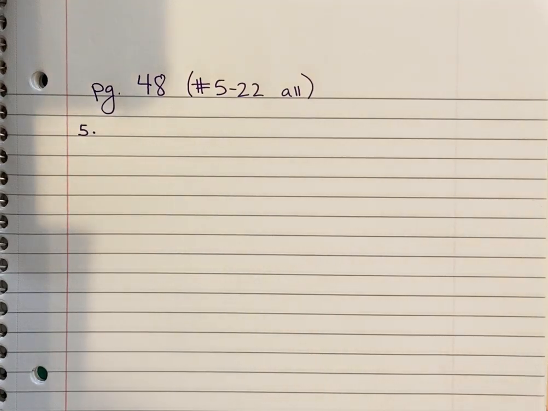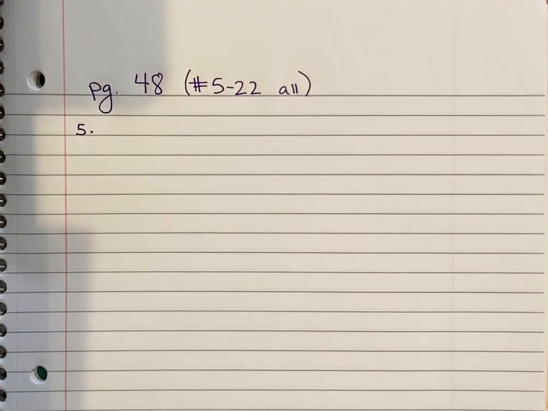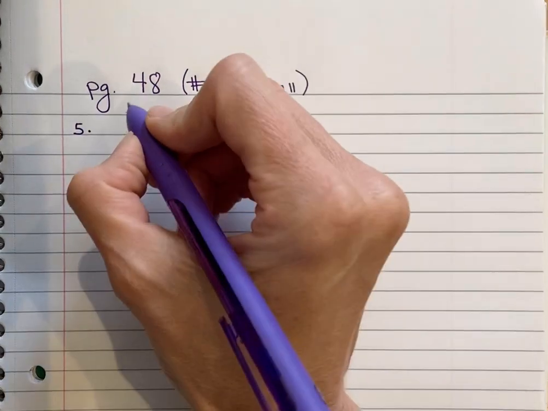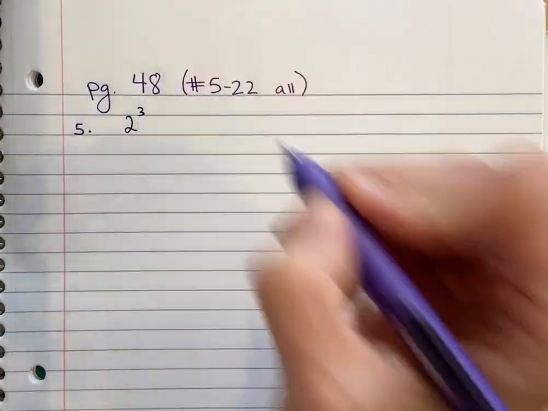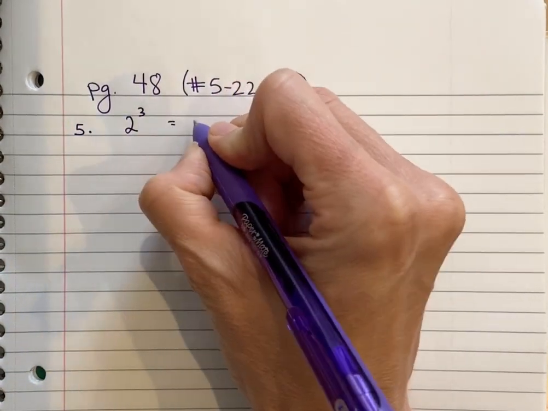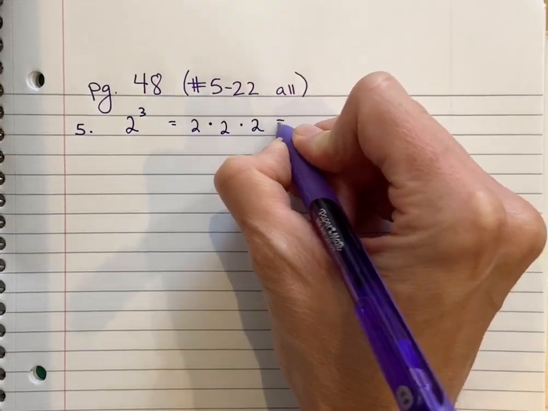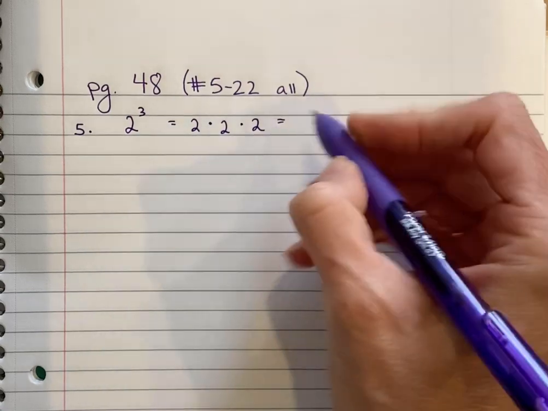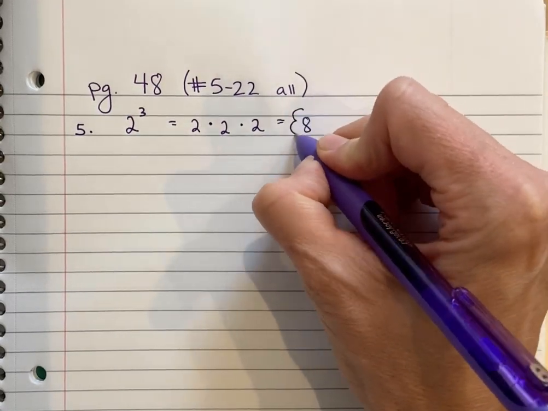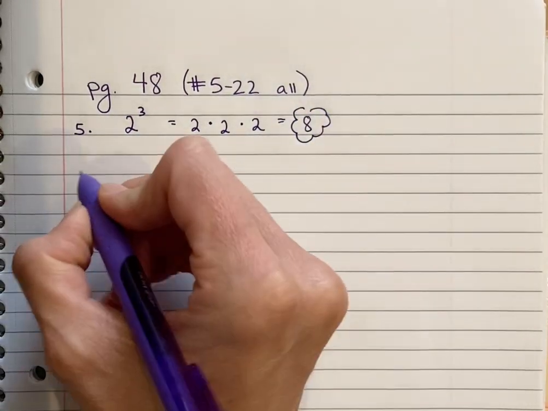Here we go, number 5. 5 is asking us to find the value of the power 2 to the third. So that means we need to multiply 2 times 2 times 2. 2 times 2 is 4, times 2 is 8. Number 6.